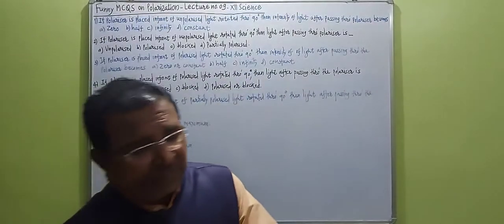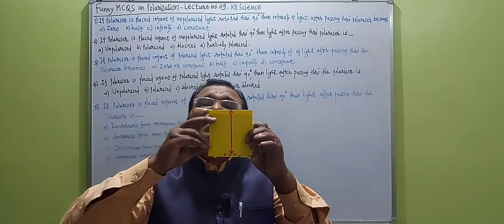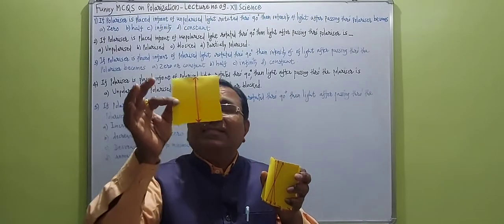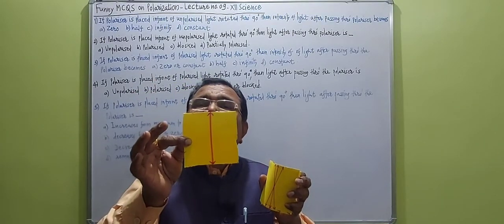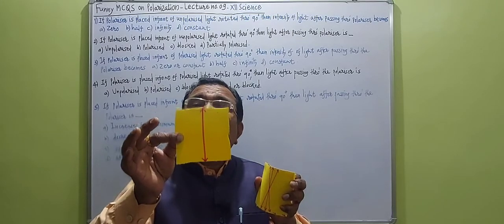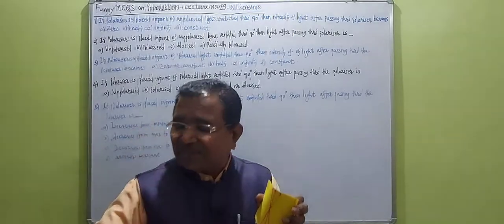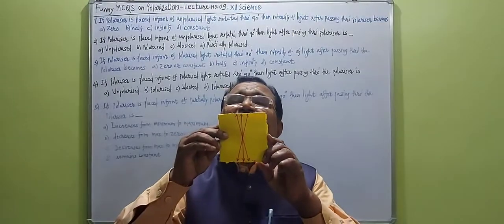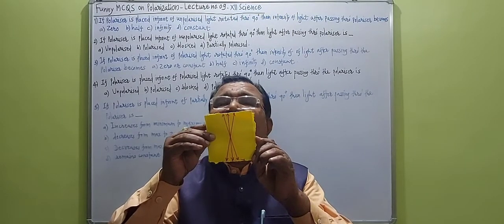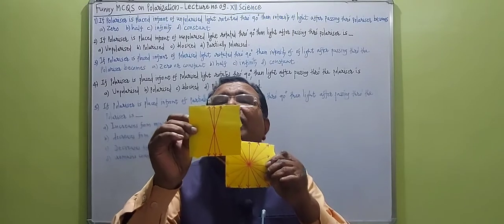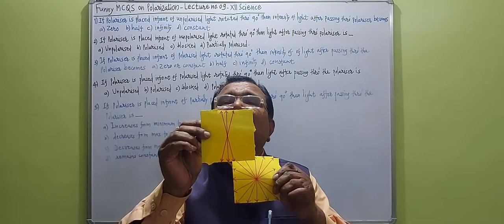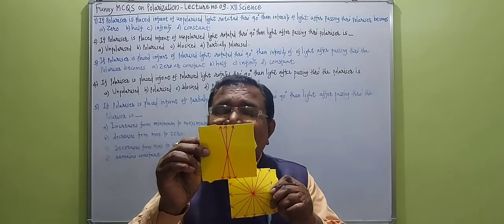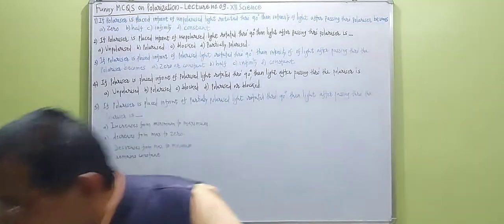See here. This is the first card. This is a polarizer having a vertical polarizing axis, or passing axis. Number 2. This is a symbol of partially polarized light. Vibrations of all electric vectors are very close.